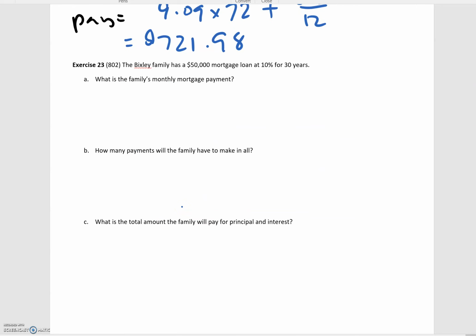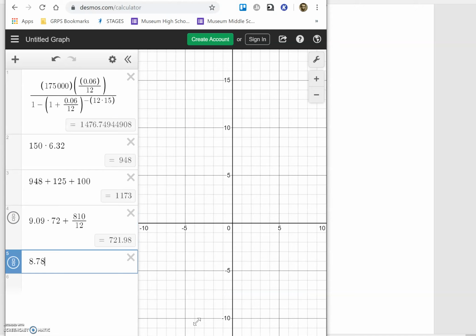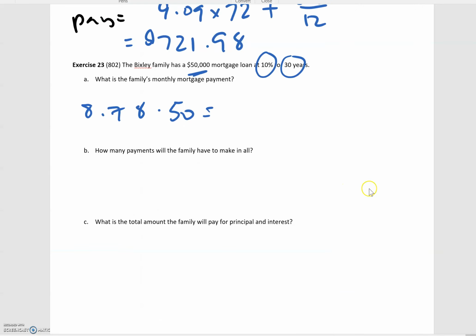This is from exercise 23 on page 802. The Bixley family has a $50,000 mortgage loan at 10% for 30 years. Definitely refer to the question if there's any information missing here. For the family's monthly mortgage payment, if you match the table again, 10% over 30 years, it's going to give you 8.78 when you match that on the table. I really recommend that you try and follow that to make sure you can match it. So the monthly mortgage payment for 50,000 is 8.78 times 50, that's $439.